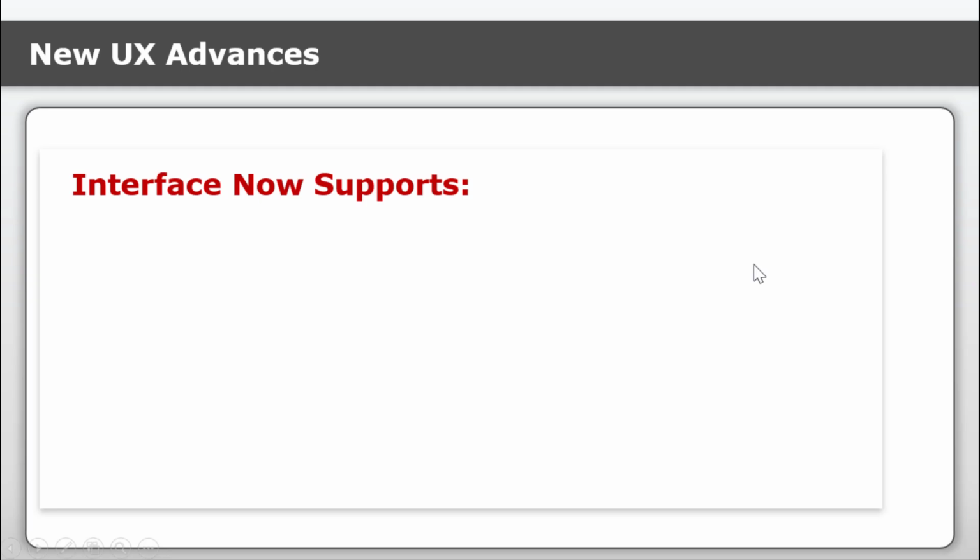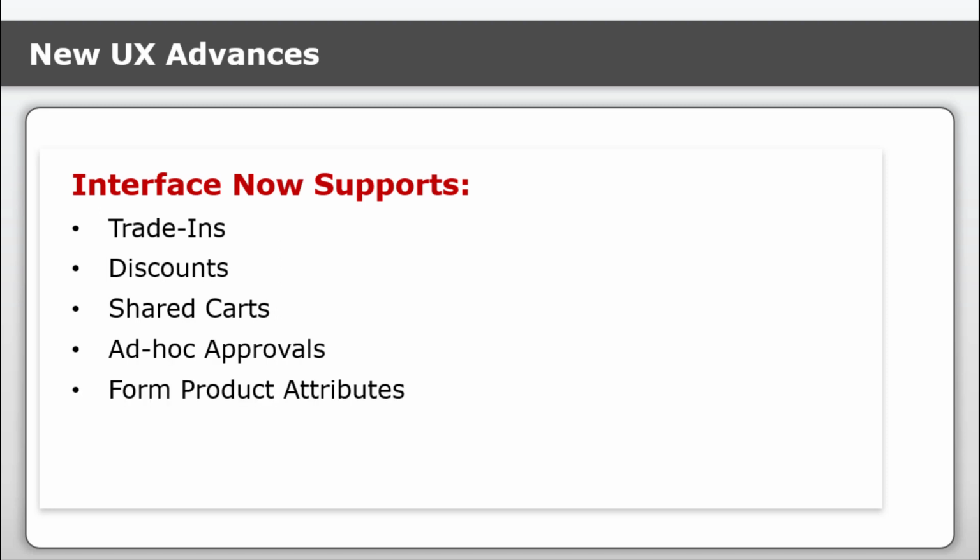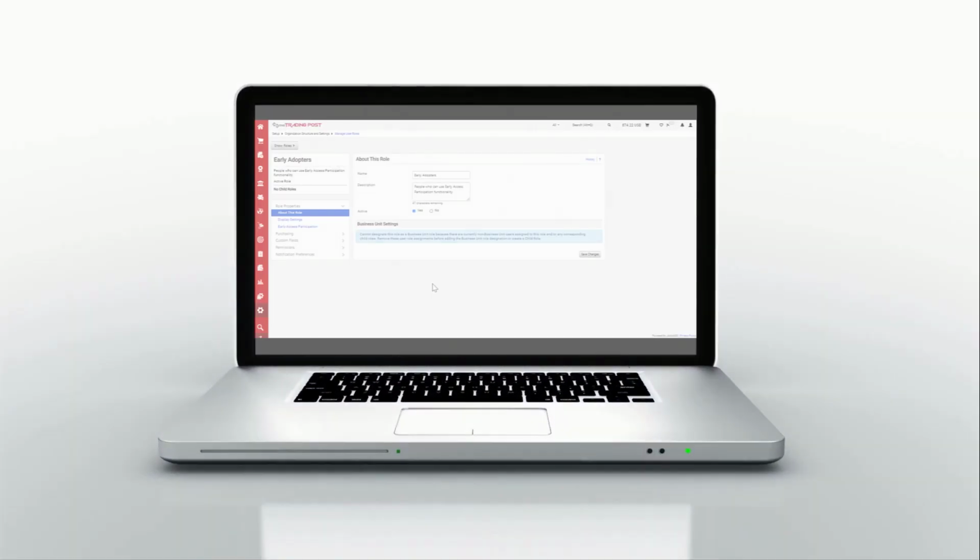Among the functionality now supported in the new UX: trade-ins, discounts, shared carts, ad hoc approvals, product attributes on form items, and the PO Shipments tab. Find more information on these enhancements in the 20.2 release documentation and in the e-procurement and invoicing videos. Let's take a quick look in the application.